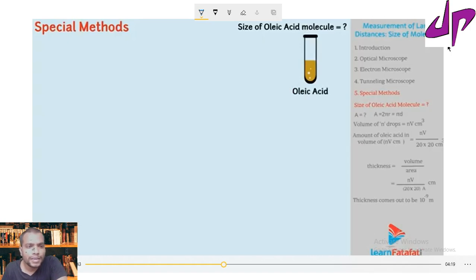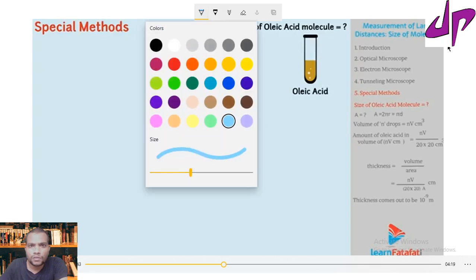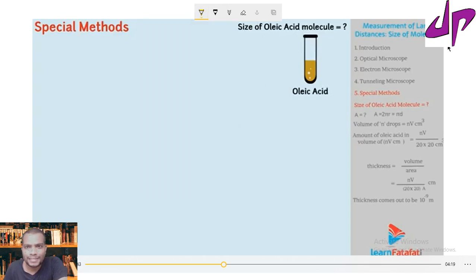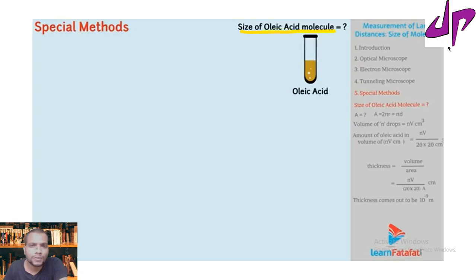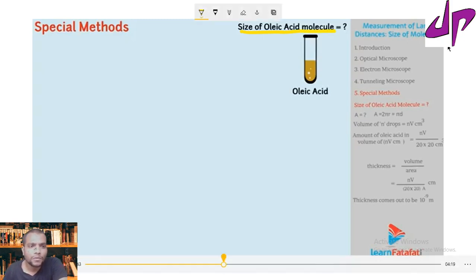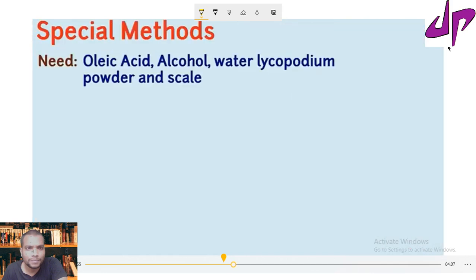To measure the size of oleic acid, we consider it as an organic compound. My task is to find the molecular size of the oleic acid. For that, first of all, we need to dilute it. The things needed are oleic acid, alcohol, water, lycopodium powder and a scale.